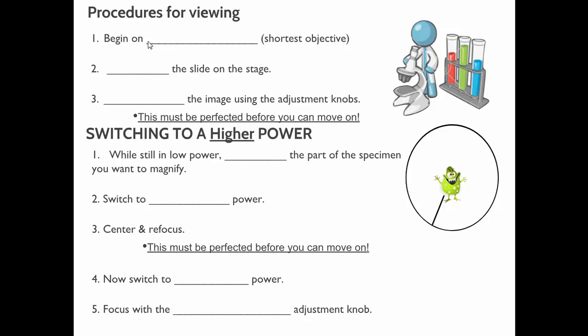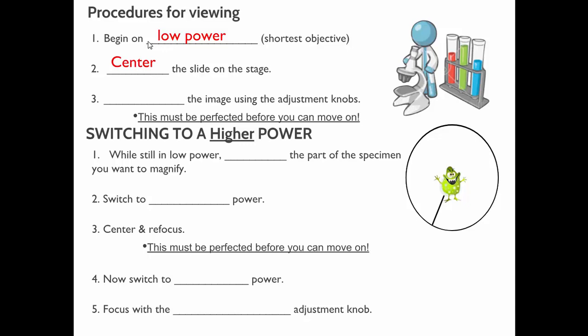All right. So first things first, we always start on the lowest power. On our microscopes, it's the shortest objective lens. It has a red ring around it. Our microscopes are 4X, the lowest power objective. So we start on low power. We put our slide on the stage and hold it down with the stage clips.